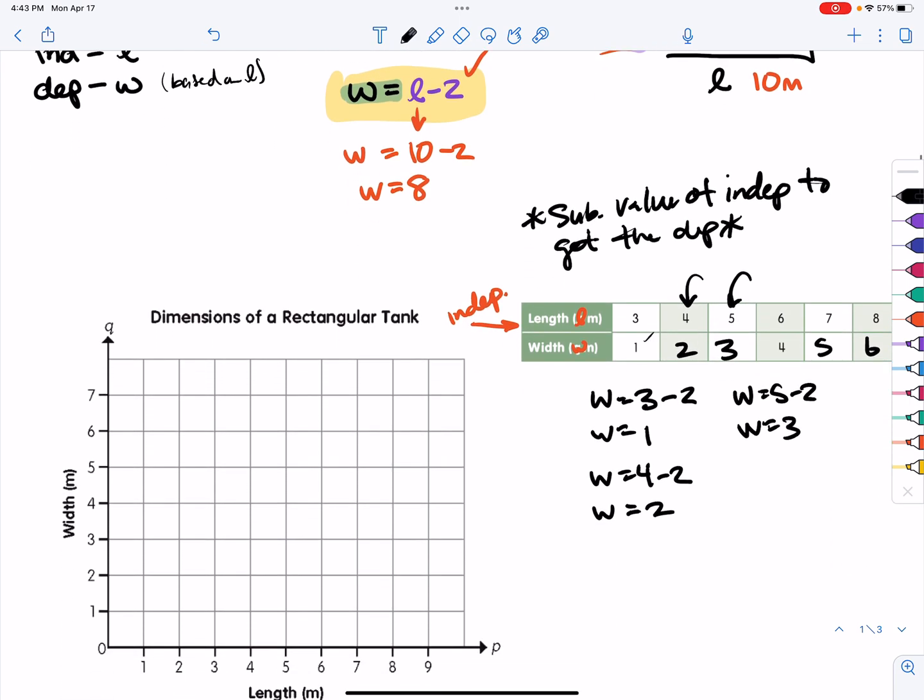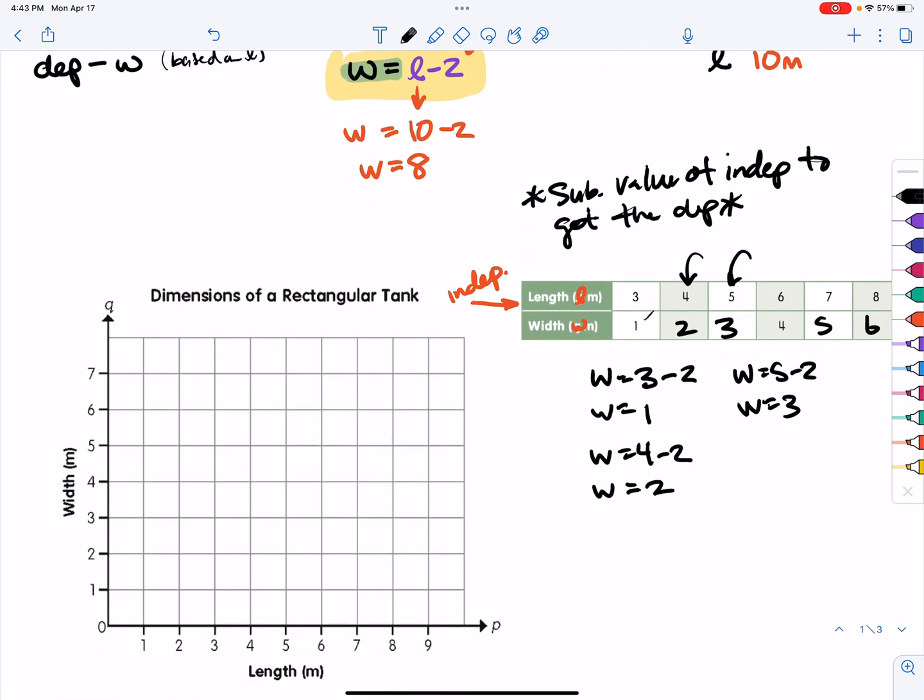Once we have that, now we can do some graphing. We can plot the points. So when our length was 1, our width was 3. When our length is, I'm sorry, I flip-flopped that. Apologies. When our length was 3, our width was 1. When our length was 4, our width was 2. 5, it was 3. 6, it was 4. 7. Now I could keep going forever and ever.